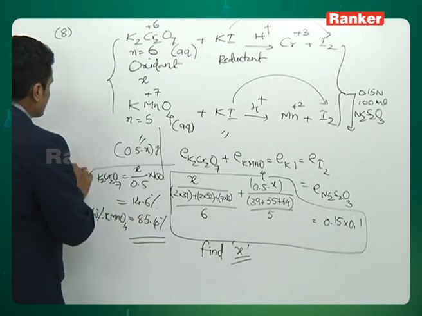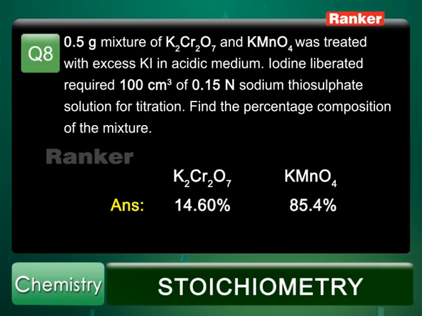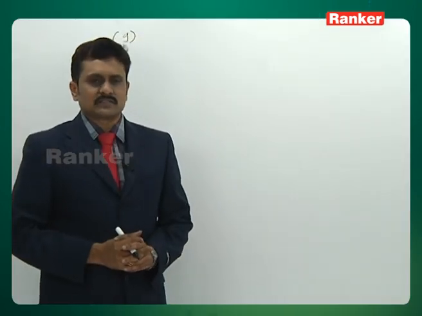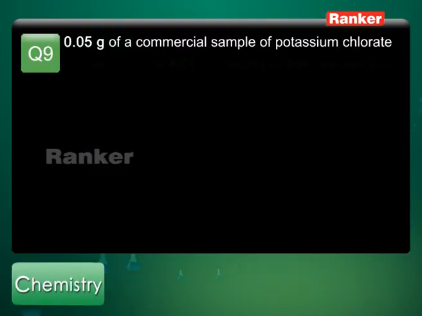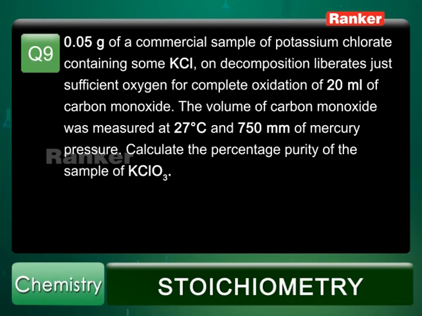So this is the answer for this given question. We have 0.05 gram of a commercial sample of potassium chlorate containing some KCl. On decomposition, it liberated just sufficient oxygen for the complete oxidation of 20 milliliter of carbon monoxide. The volume of CO was measured at 27 degrees Celsius and 750 millimeter of mercury pressure. So you have been asked to calculate the percentage purity of the sample of KClO3.